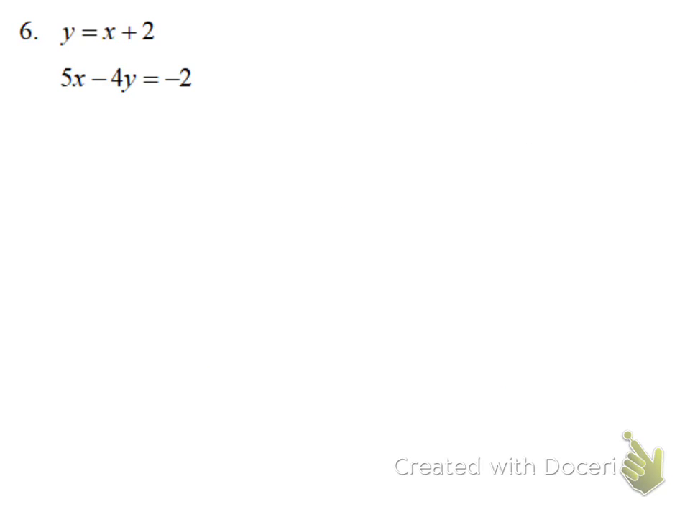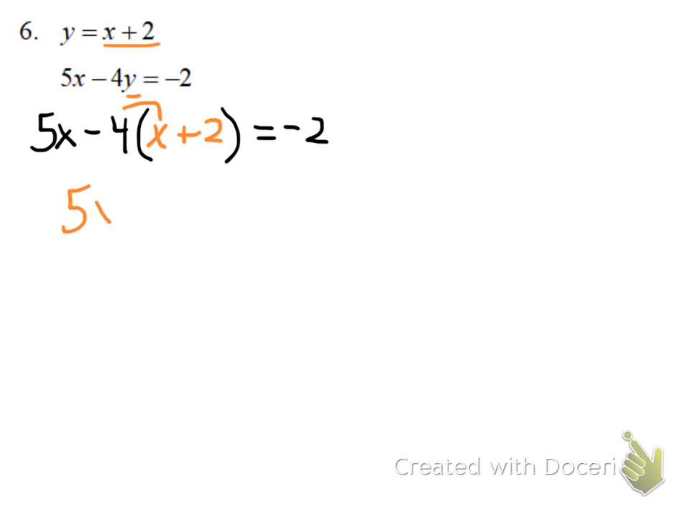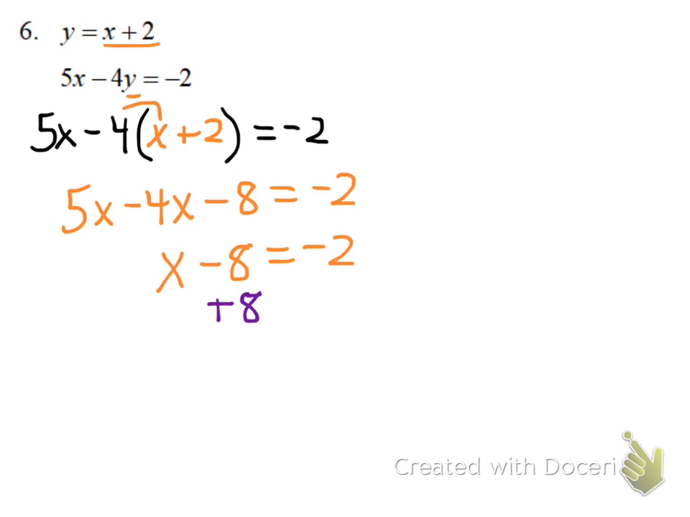Here we already have y by itself. It's equal to this expression, so we're going to replace y with that expression. Now to get rid of the parentheses, we'll distribute. Make sure you bring the negative with the 4. Negative 4 times x, negative 4x. Negative 4 times 2 is negative 8. Combine like terms, 5x minus 4x is 1x, or just x. To get rid of the minus 8, add 8. So we get x equal to 6.